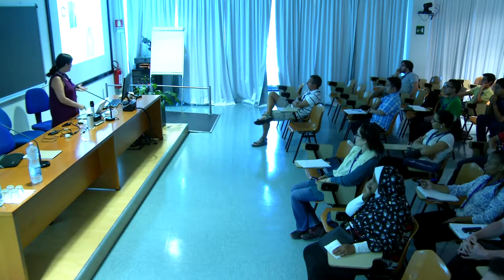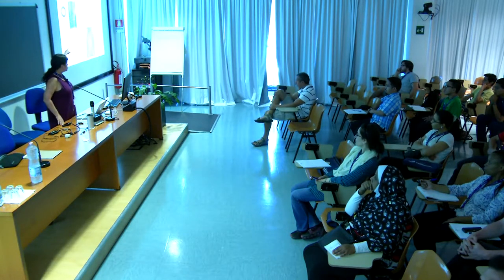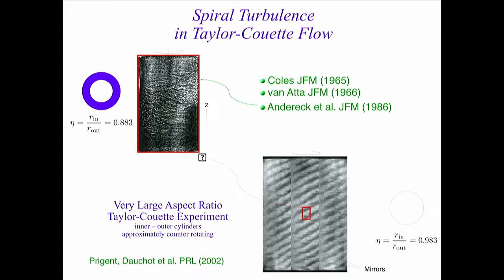And yet, what you get when you do counter-rotation, this is a picture from Andereck, Liu, and Swinney, is a region of turbulence there in a spiral and a region of laminar flow. And that's from 1986, and then in a much, much larger domain, done later in 2002 by a French group, one could then see that this piece of turbulence here, is this a laser pointer here?